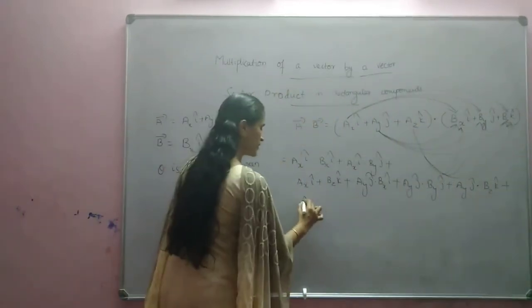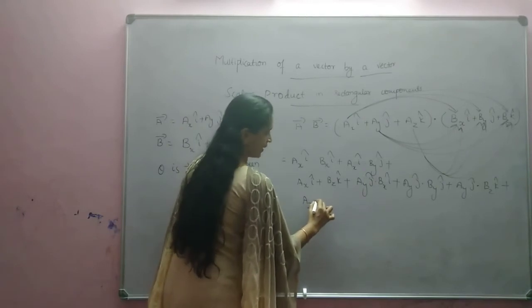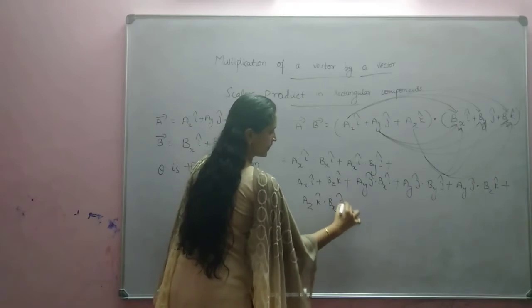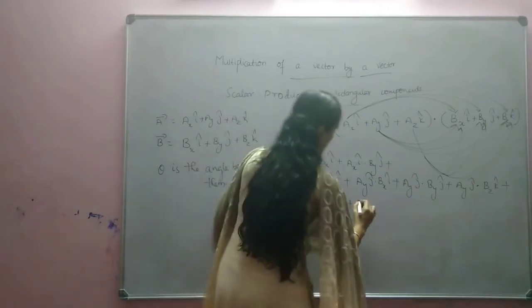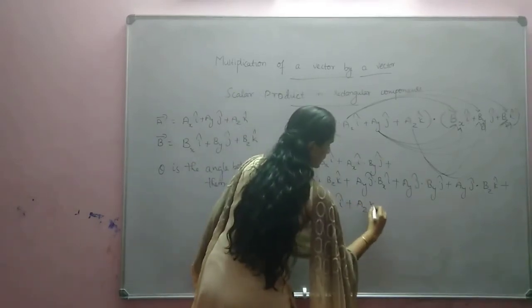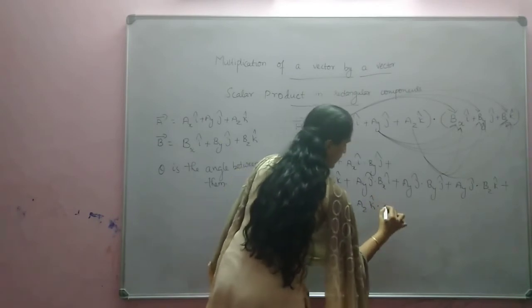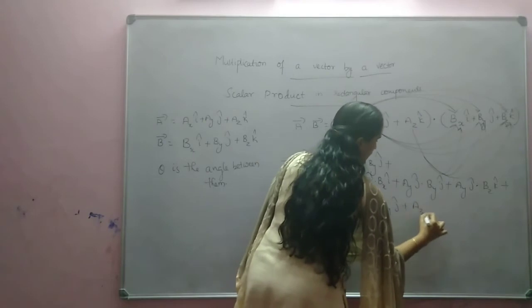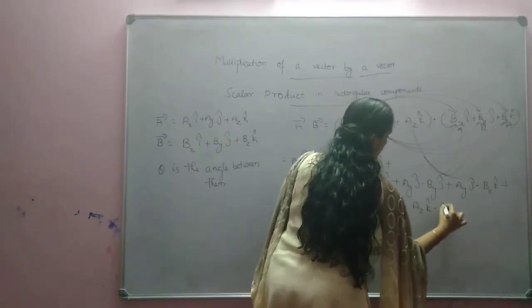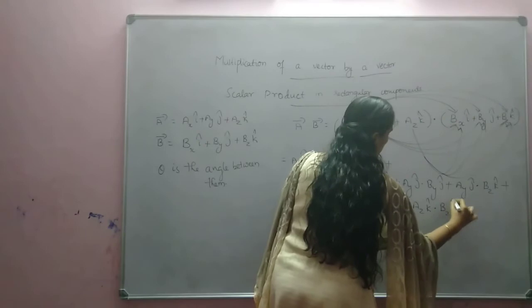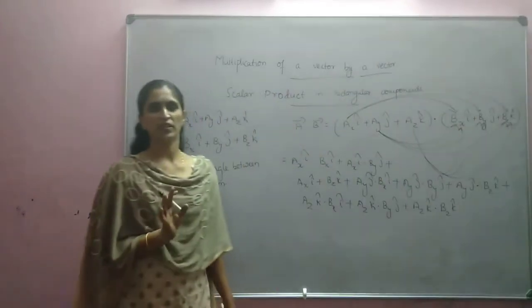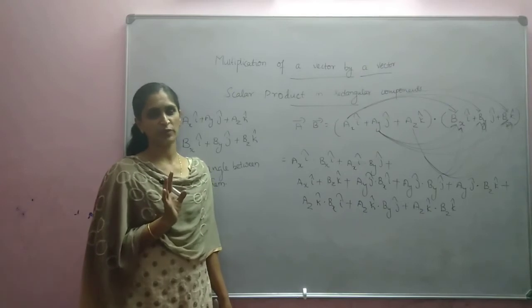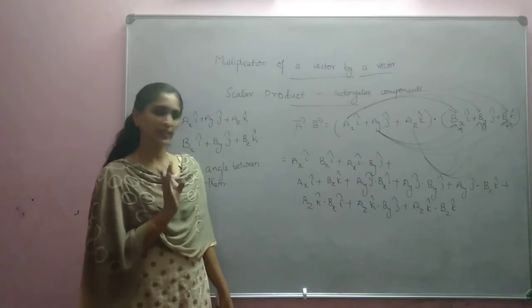Az k dot Bx i plus Az k dot By j plus Az k dot Bz k. Now it seems to be very tough, no? Very horrible. So many terms are there, 9 terms, very difficult to remember this result. But it is very easy.